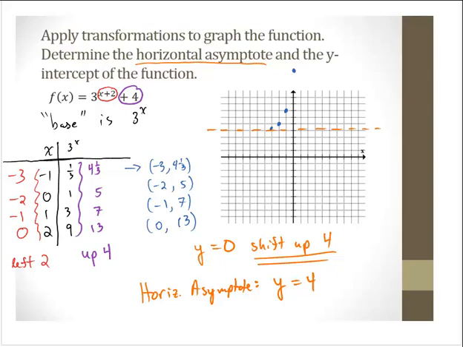Taking into account the horizontal asymptote, I get a graph that looks roughly like this. And it asks for the y-intercept. The y-intercept is 0, 13, when x is 0.